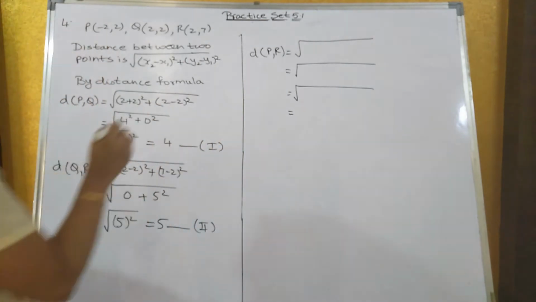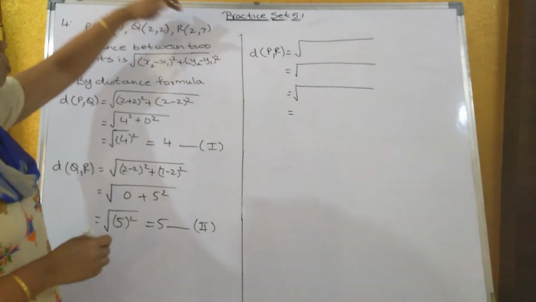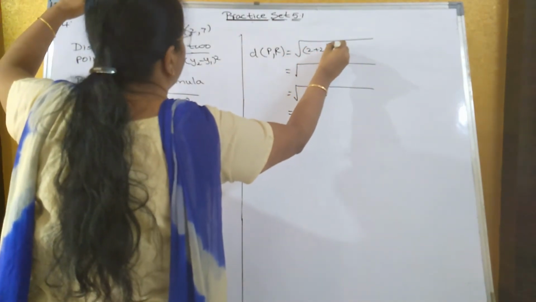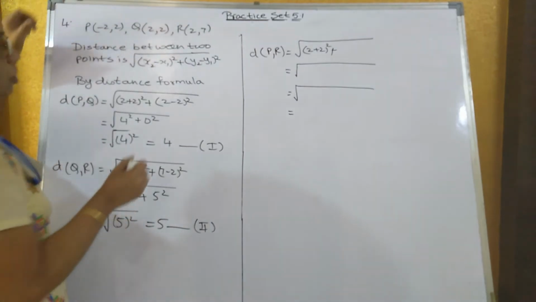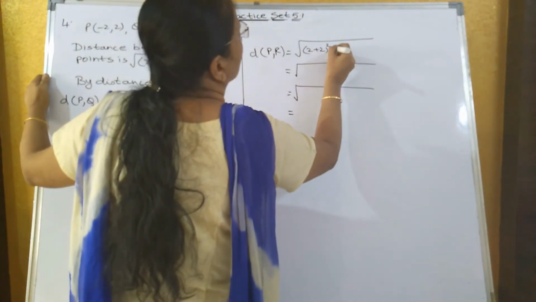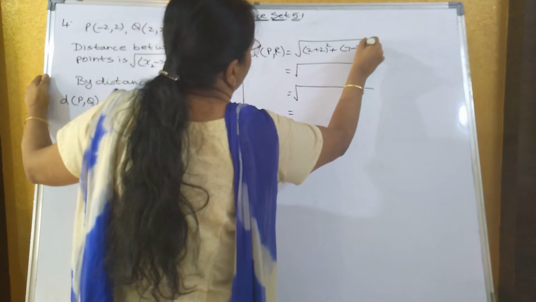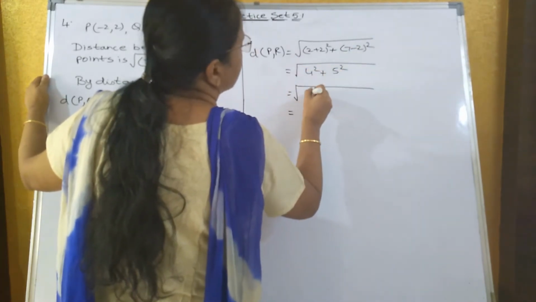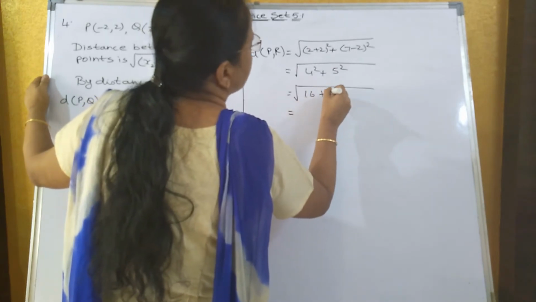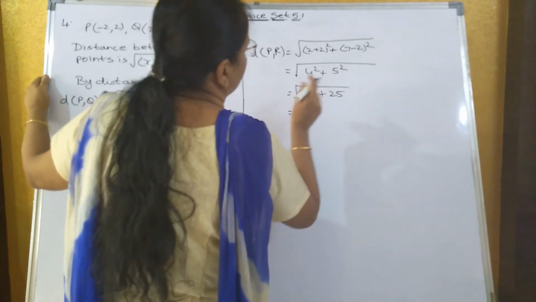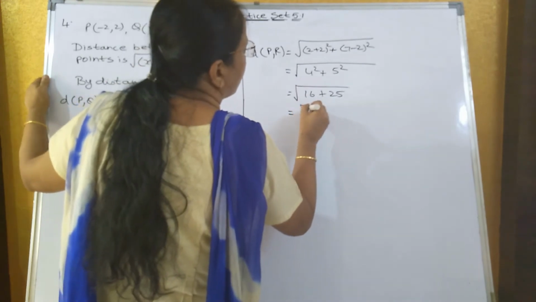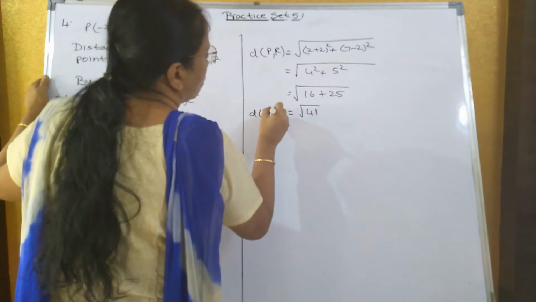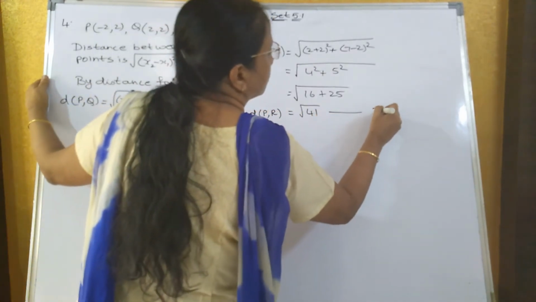Now we will find out the next one, PR. 2 plus 2 the whole square plus 7 minus 2 the whole square, that is 4 square plus 5 square, that is 16 plus 25. So that is equal to root 41. So PR is equal to root 41. Let this be 3.